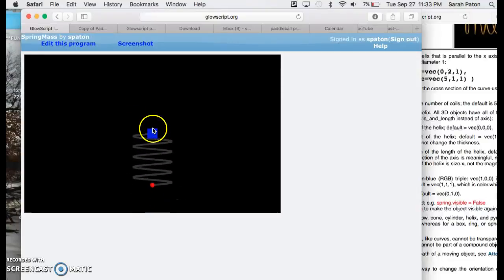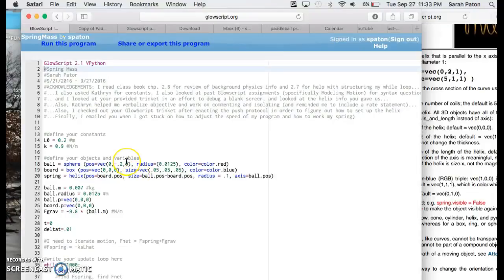So yes, this is my program. This is my spring. It's quite lovely. And this is the end of my screencast. Sorry about that. But as you can see, the ball bounces up and down. The spring follows it, so I consider this a success personally, considering I started out with very limited knowledge.